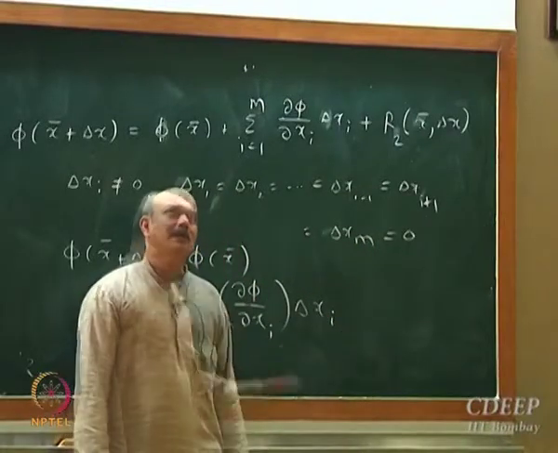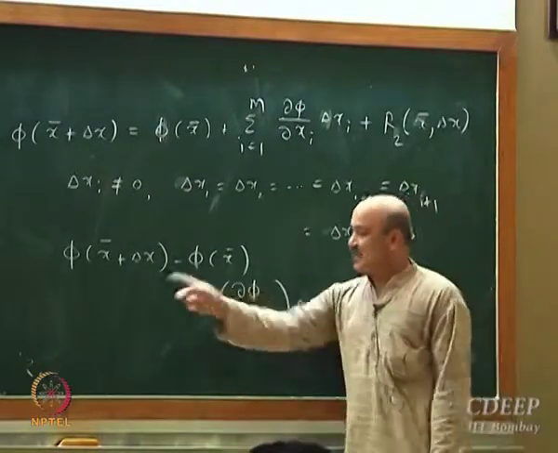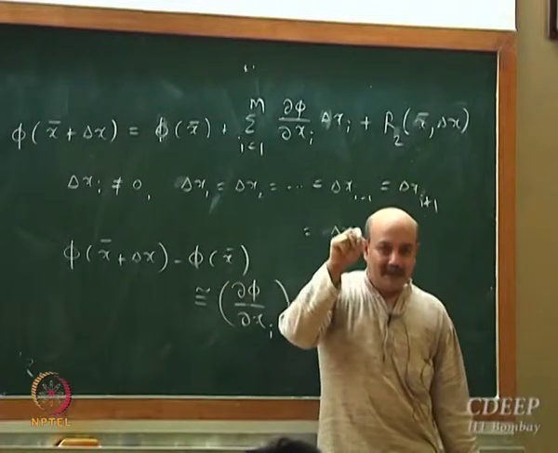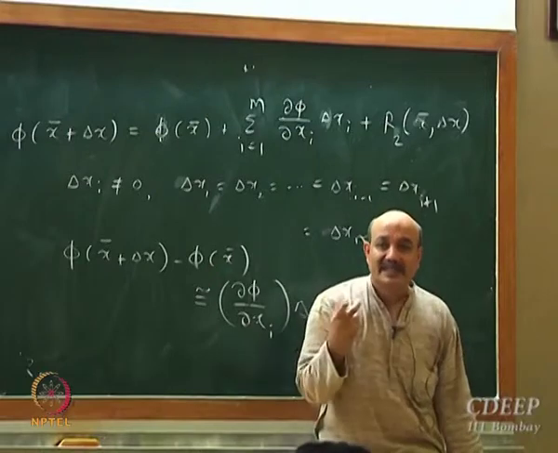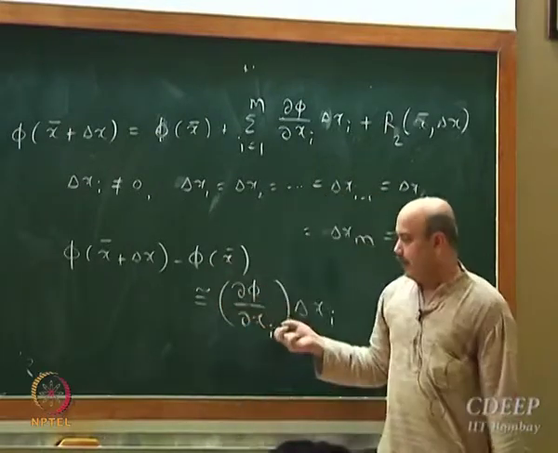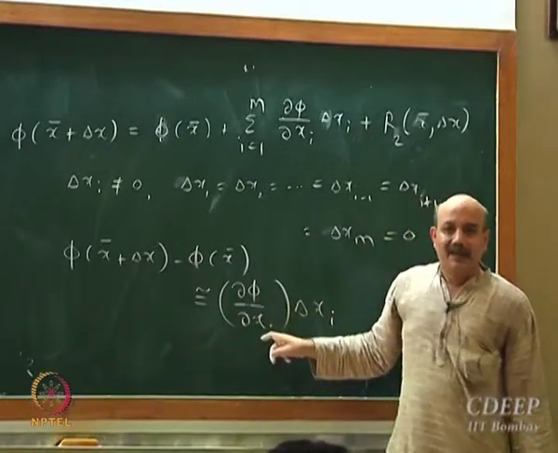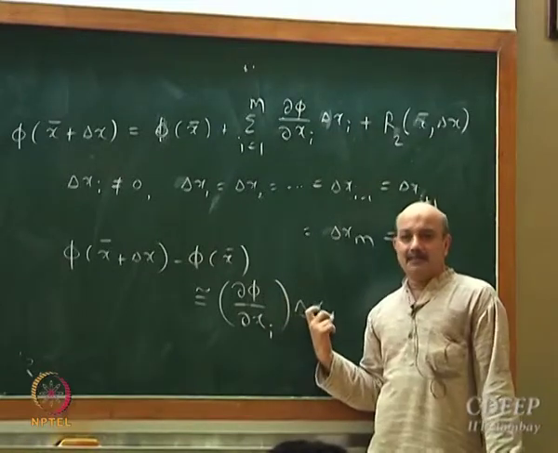So you have to argue in a way that, I think the argument I have to repeat. If I move away from x bar, the value should increase. Now, if this is negative, I can choose delta xi positive.